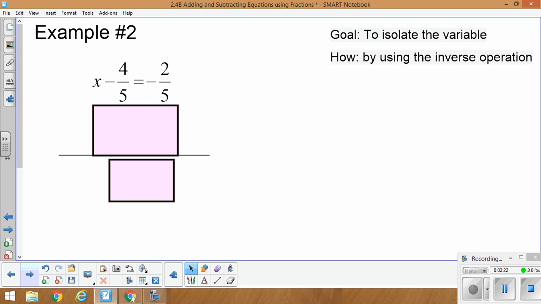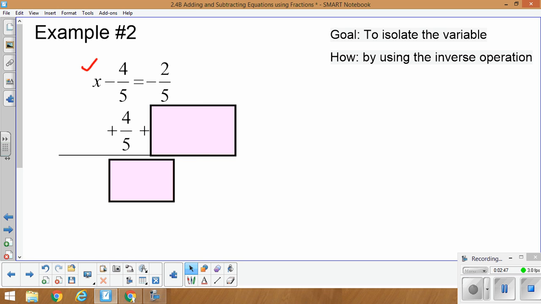In example number 2, we have x minus 4 over 5 is equal to negative 2 over 5. So our denominators are the same, so we do not need a common denominator here. What's happening to x? We are subtracting 4 over 5. So the inverse of subtract is adding 4 over 5. What I do to the left side of the equal sign, I must do to the right side of the equal sign.